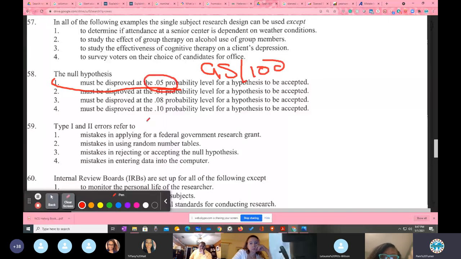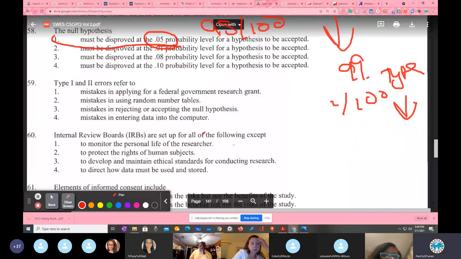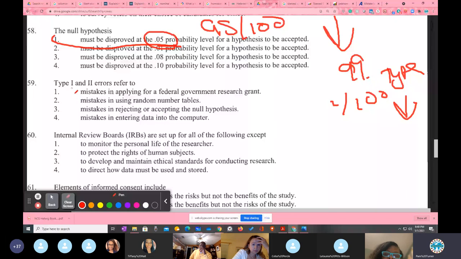However, if I drop that to 0.01, where there's a 1% chance out of 100, then what I do know is my type 1 errors will decrease. They will go down. Okay? 59, type 1 and type 2 errors refer to 1, mistakes in applying for a federal government research grant. Okay. Mistakes in using random number tables. 3, mistakes in rejecting or accepting the null. Or 4, mistakes in entering data in the computer. Of course it is. You guys got it. Okay.